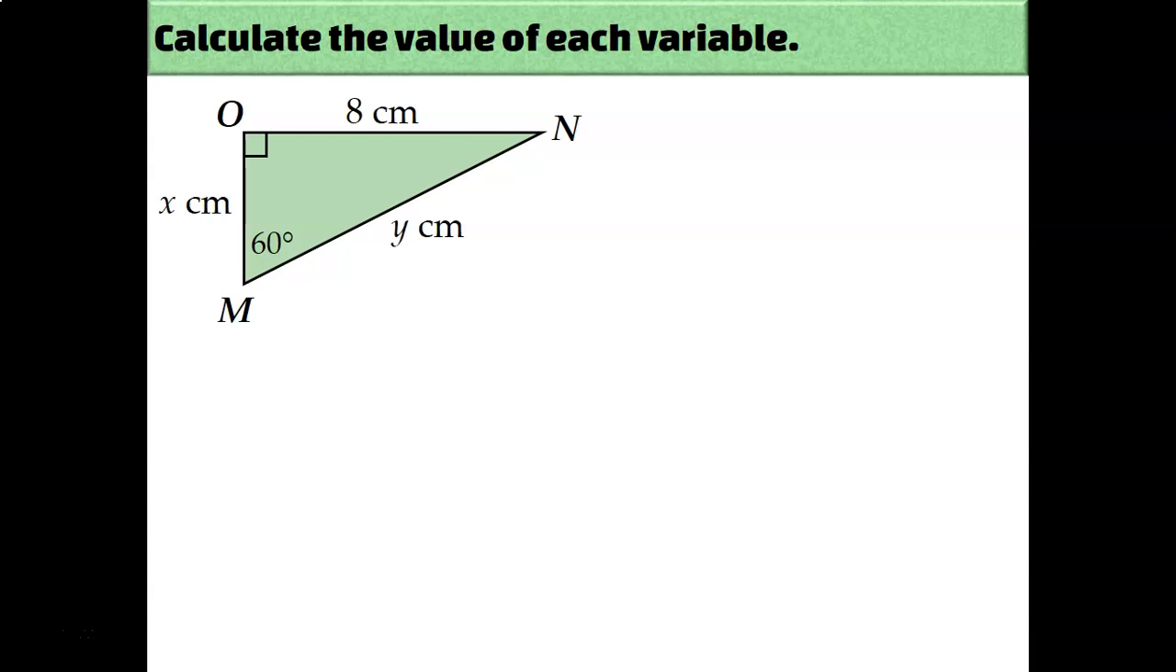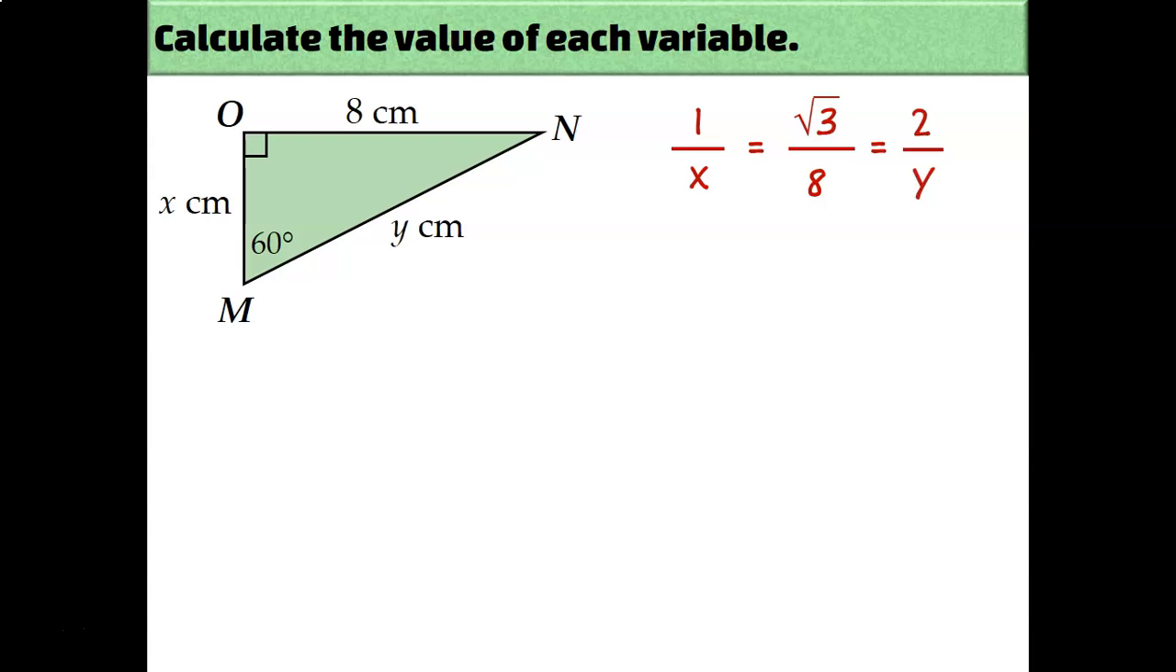Let's try another 30, 60, 90 triangle. The ratios are 1, square root of 3, and 2. That's for the short leg, the long leg, and the hypotenuse. So let's fill in our numbers. The short leg is x, the long leg is 8, and the hypotenuse is y.